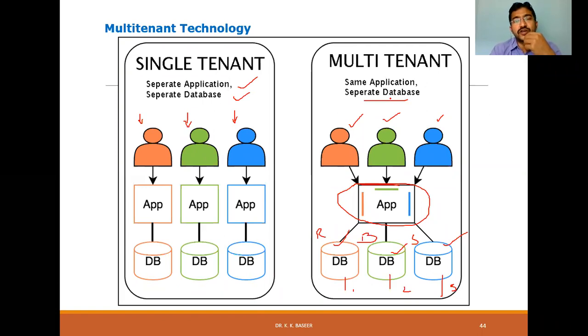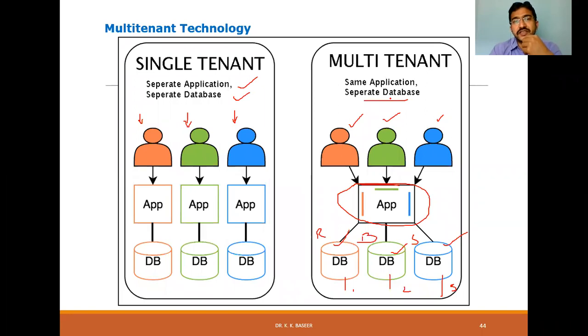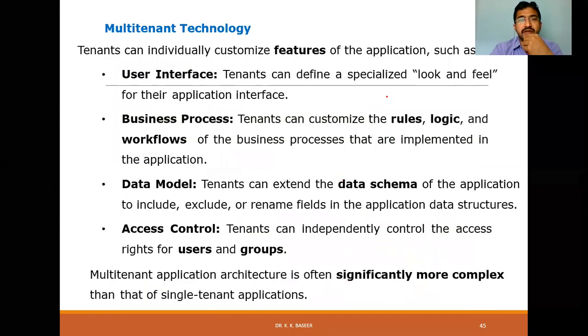In WhatsApp also, you can send messages, you can also transfer money, and you can use some other types of services in WhatsApp, right? So like this, different databases can be connected to a single application. That application can be accessible by multiple users. Then it is called multi-tenant. That is the best way we can express multi-tenant.